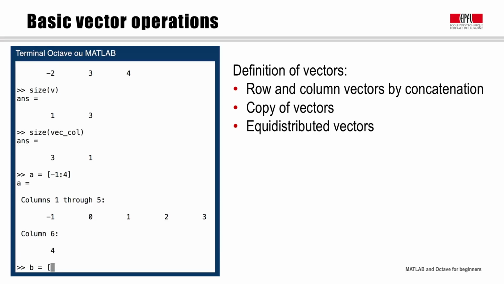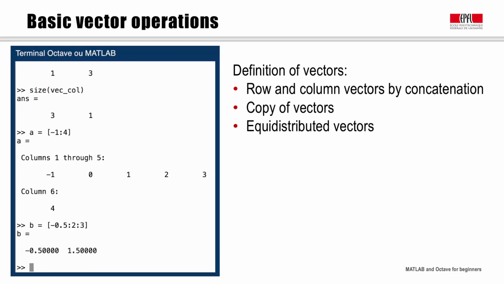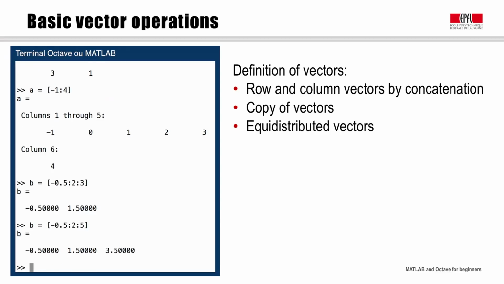I can also define vector b, which is similarly defined, but with steps which are not 1 but 2 here. So I define the vector b as -0.5:2:3, and then I have -0.5 and 1.5, and then it stops, because the next one would be 3.5. So if I change this and go up to 5, it still stops at 3.5. Why? Because 5 is the upper limit.